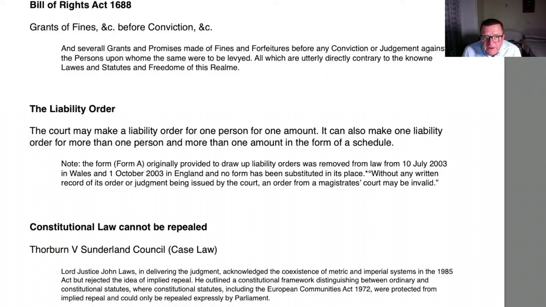So without any written record of its order or judgment being issued by the court, an order from a magistrate's court may be invalid. And that's on top of the fact that we know these liability orders are not wet signatured. They're not coming on court paperwork. So they're not even magistrates. But even if it is a magistrate's court, the fact that it's a liability order, that's no basis in statutory fact. Because the very means in order to draw one up is gone. Does that make sense?